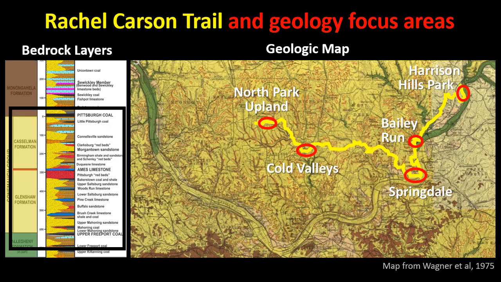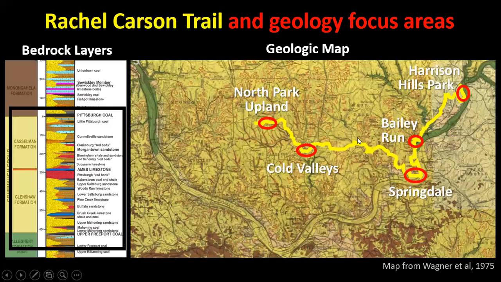A couple of the key markers here, though: the boundary between the yellow and brown rock units is the Pittsburgh coal. So the Pittsburgh coal is exposed on the side of Mount Washington here at the bottom of the map, formerly called Coal Hill.